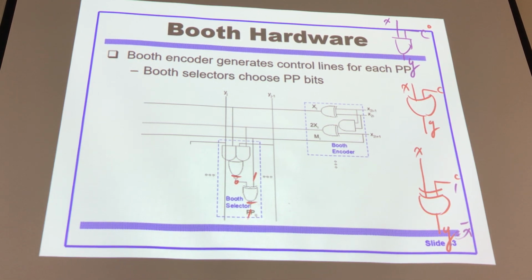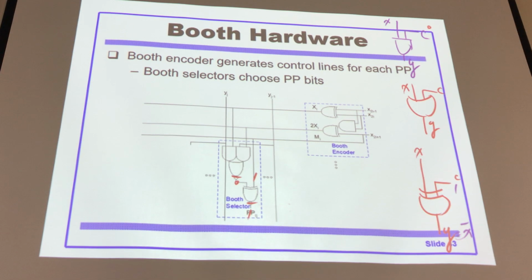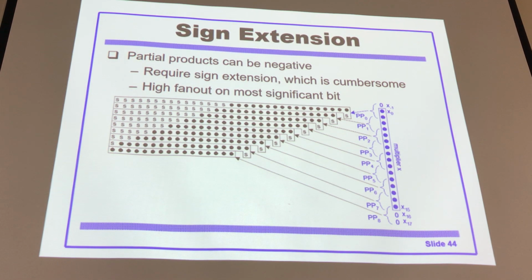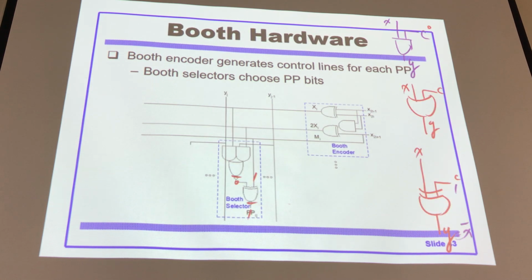Okay, any question? Okay, let's continue. We are still in Booth encoding of the multiplier, this is radix 4.